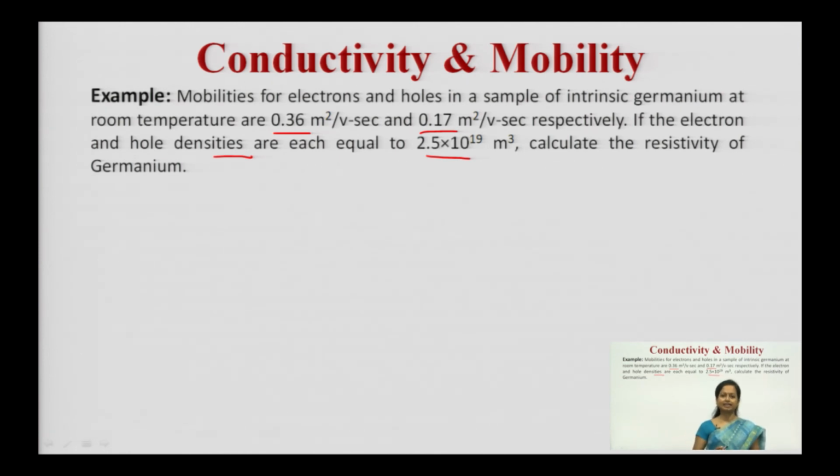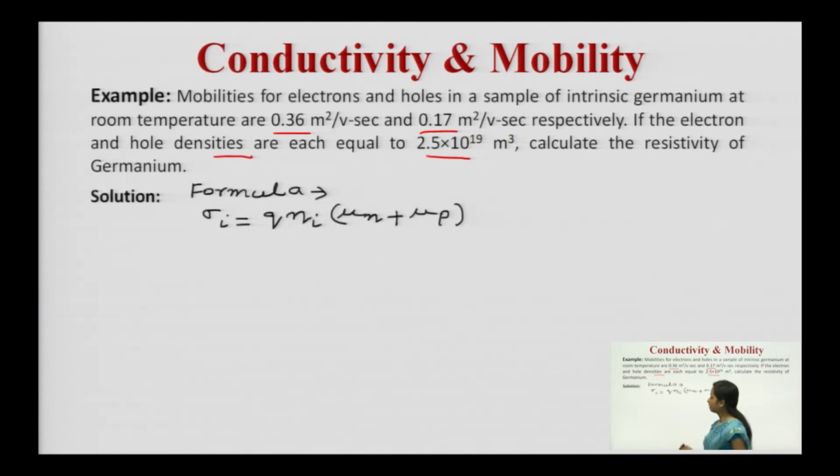You know that the conductivity and resistivity are inversely proportional. So, first let us calculate the conductivity and then you will be able to calculate the resistivity. 1 upon conductivity will give you the value of resistivity. See, what formula is to be used? Conductivity for the intrinsic germanium is nothing but Q into Ni into mu n plus mu p. Mu n is the mobility for the electrons and mu p is the mobility for the holes.